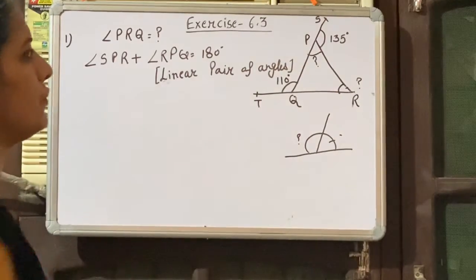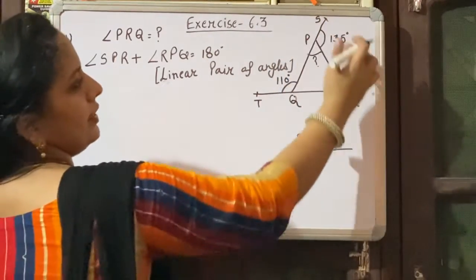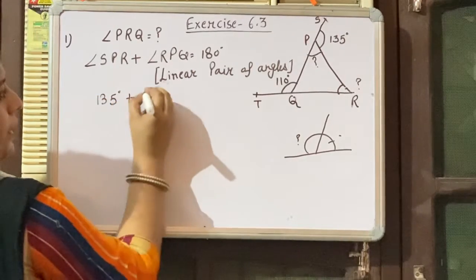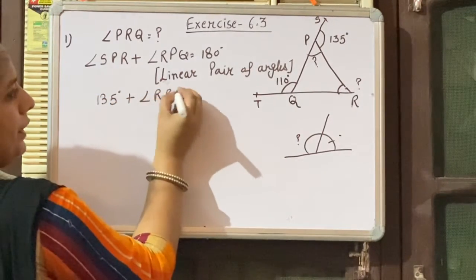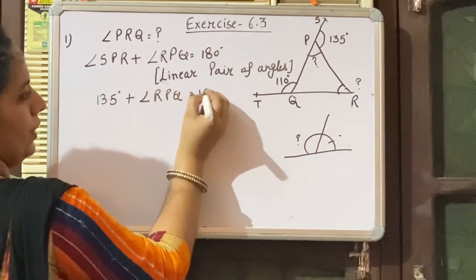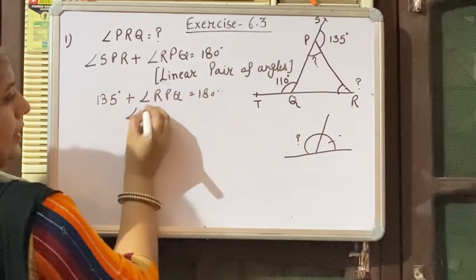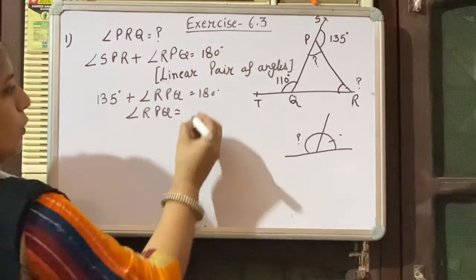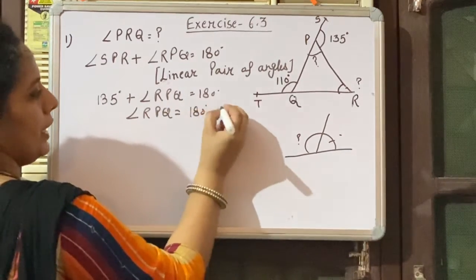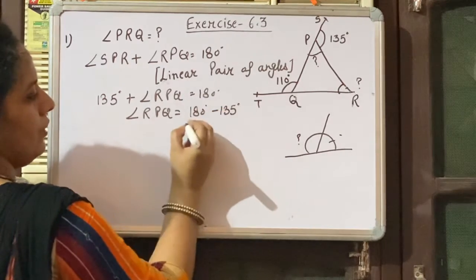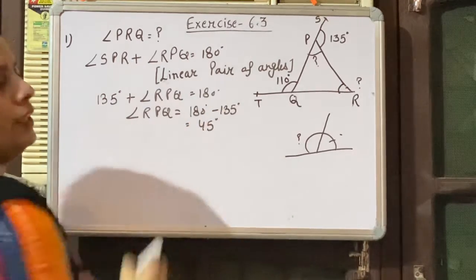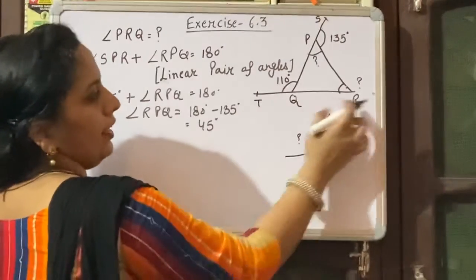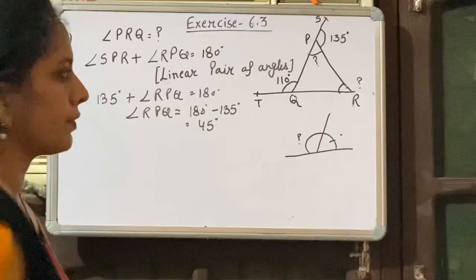Now put the values which we know here. SPR is given as 135 degrees plus RPQ equals 180 degrees. So we can easily find the value of RPQ is equal to 180 minus 135 degrees, which is equal to 45 degrees. Again, similarly here TR is a straight line.